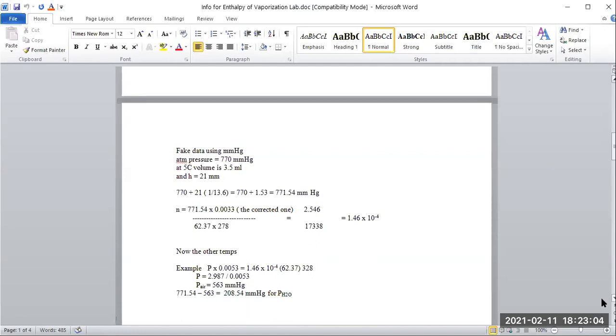On the day that I pretended to do this data, which is actually really close to yesterday's data, I had 770 millimeters of mercury. I think I had 769 yesterday. And once I did the whole lab and then added the ice and got the smallest value for my 5 degrees Celsius, my little air bubble in the cold, chilly water was 3.5 mLs.